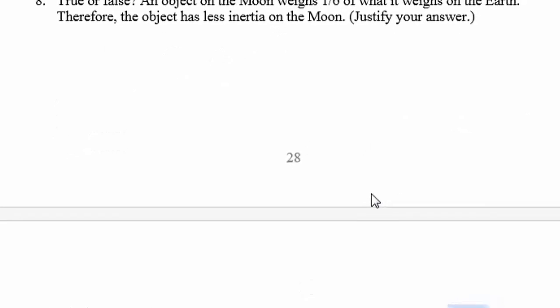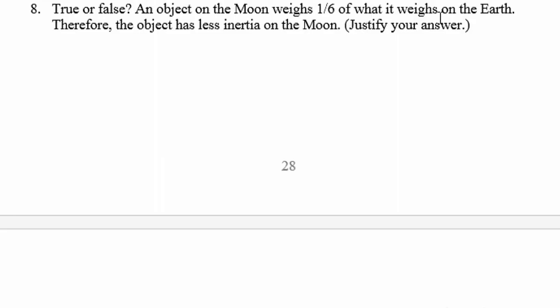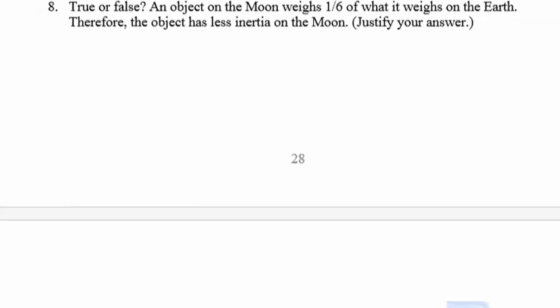Question number 8, true or false, an object on the Moon weighs 1/6 of its weight on the Earth, therefore the object has less inertia. Now remember, inertia has to do with the mass, and since the mass is the same whether you are on the Earth, the Sun, Moon, or Jupiter, then the answer would be false. The mass will be the same. Your resistance to the motion will be the same whether you are on the Earth or the Moon.